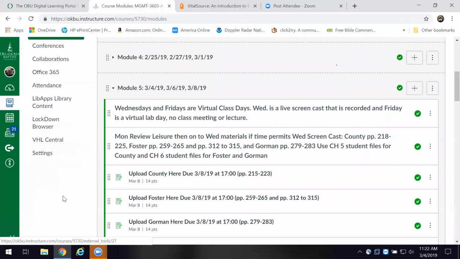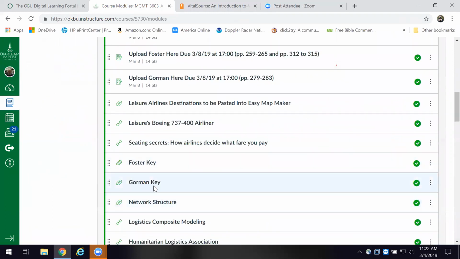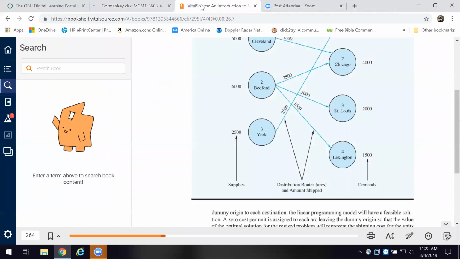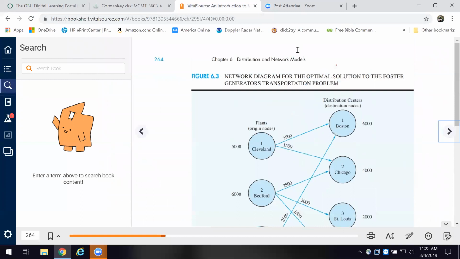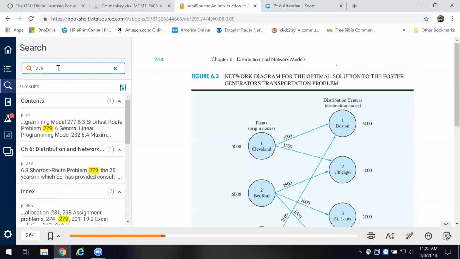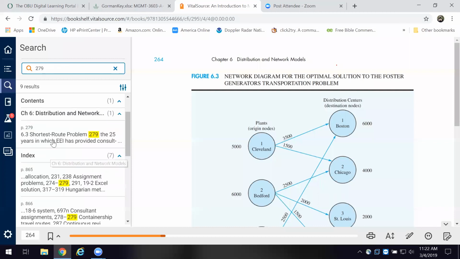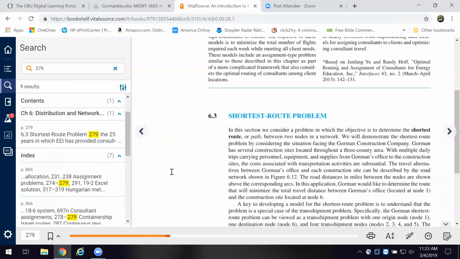The Gorman is over on pages 279 to 283. So I'm going to open the Gorman key. Now I'm going to go back over here to page 279 and find it. Okay. This is the shortest route problem or path.